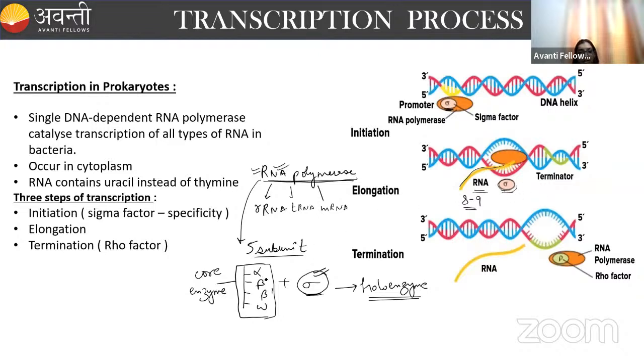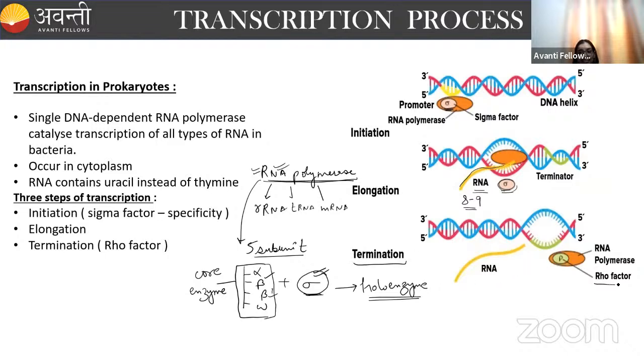And now the beta and beta prime play an important role, because they act as the catalytic center. Their function is in elongation. Now they will keep on adding nucleotides to the RNA chain and increase its length. Now the last step is termination.